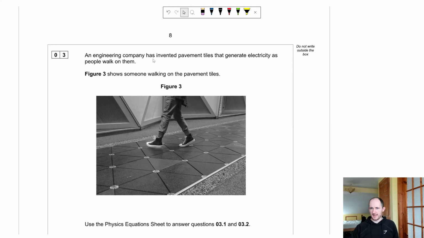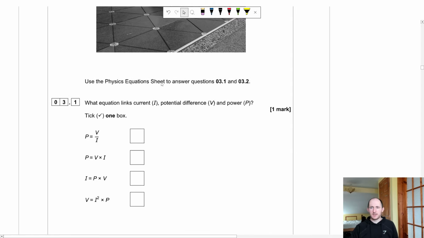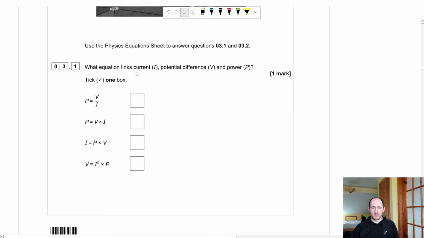An engineering company has invented pavement tiles that generate electricity as people walk on them. And it shows these fancy looking tiles. And we need to use the physics equation sheet to answer these 2 questions. So which equation links current, potential difference, and power? Now, they've given you all of these equations. They are on your formula sheet, but what they've done is they've rearranged these formulas.